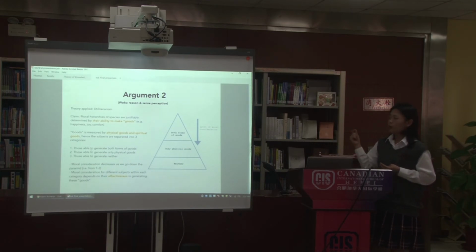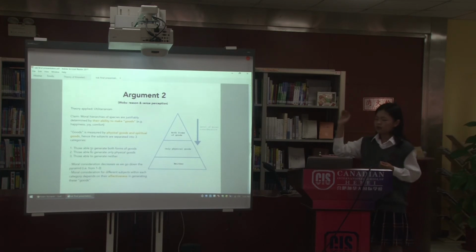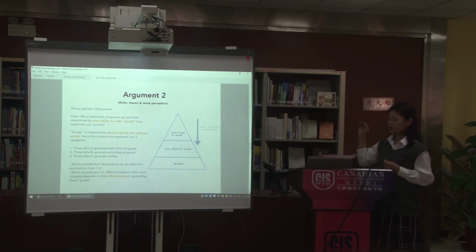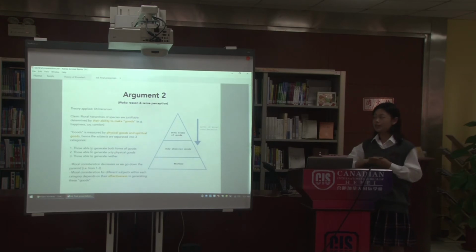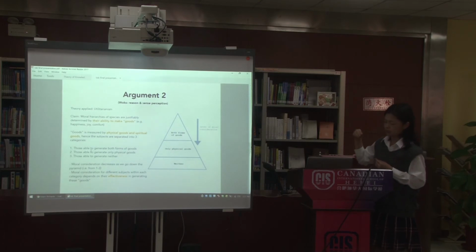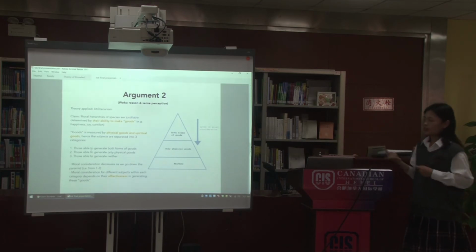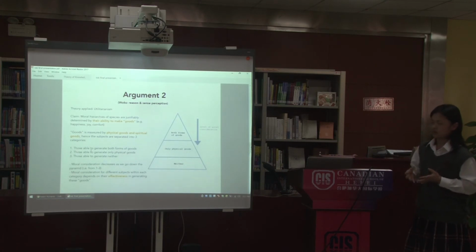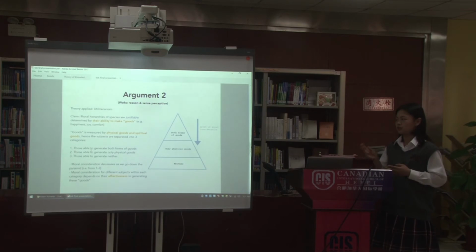So we can basically put all the subjects into three categories and arrange them in a pyramid. From top to bottom are those who are able to generate both forms of good, then those who are able to generate only physical good, and at the bottom is the species that can generate neither of them. The level of moral consideration that we give to each species decreases as we go down the pyramid. And within each category, the moral consideration depends on the effectiveness of the species in generating this good.